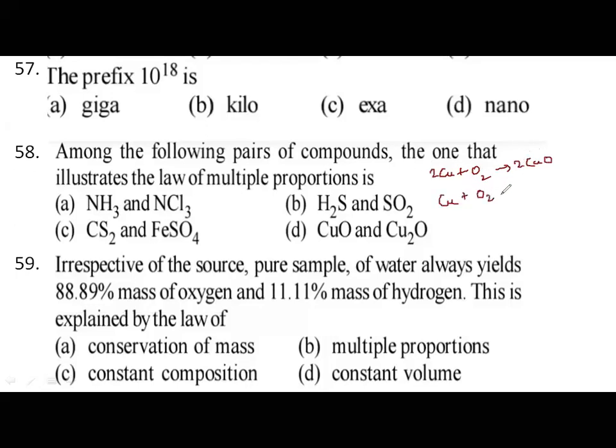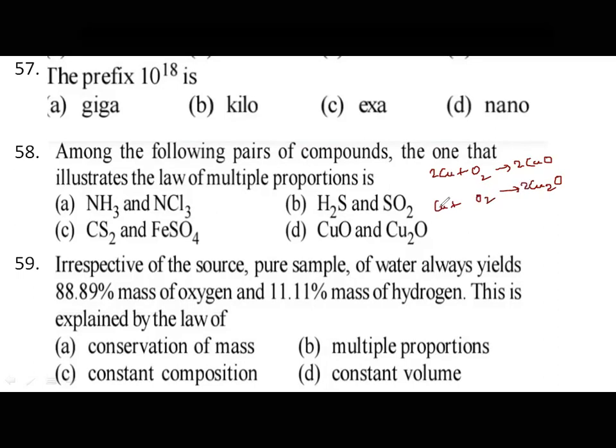Copper plus oxygen combined to form cupric oxide, CuO. So this is 2, fixed, and this is Cu2O, oxygen 1. So half. I cannot take it half here. So what I will do, yes, we have to be very careful. We cannot take it half here. So I can write Cu plus O2.